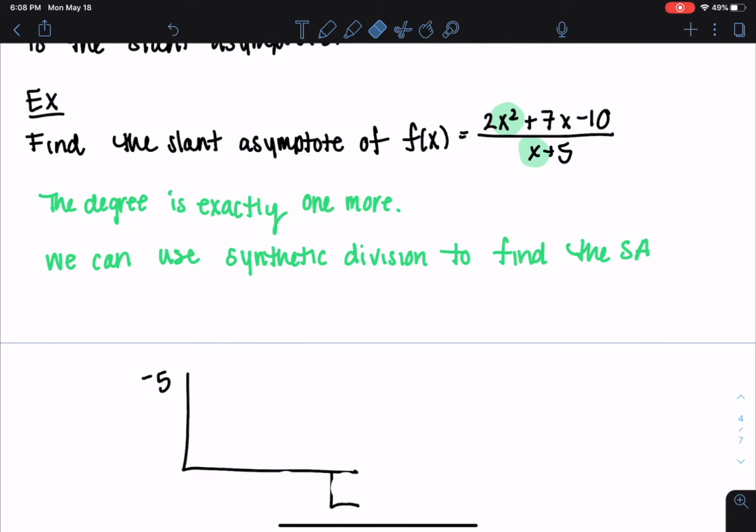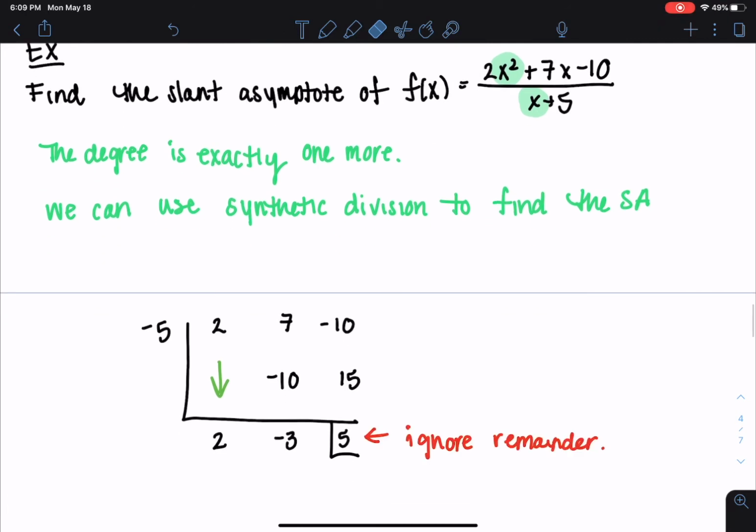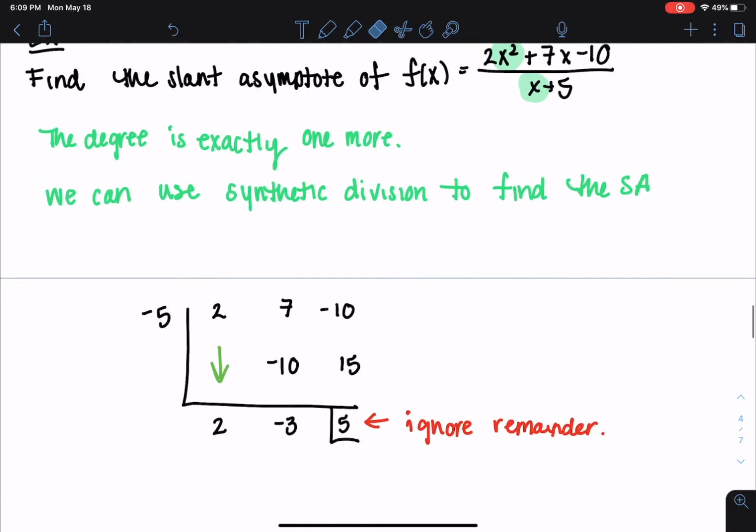So we get a negative 5 out here. We put all our coefficients, 2, 7, negative 10. Bring the 2 down, multiply by negative 5, add together. Multiply by negative 5, add together. This remainder, don't care about one bit. All I really care about are these 2 coefficients here.